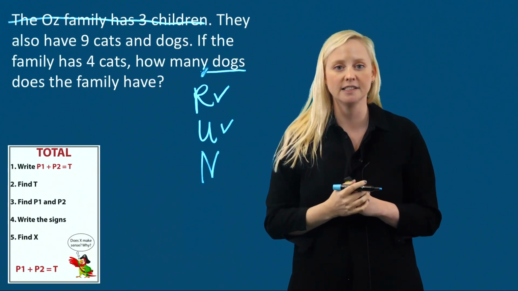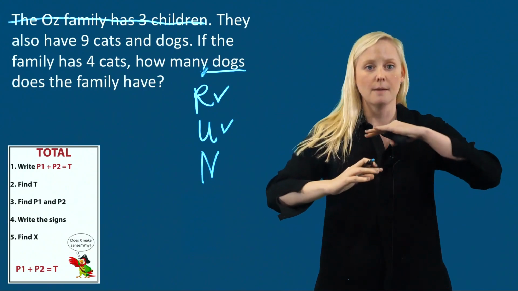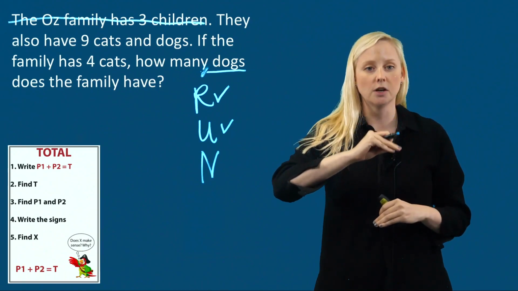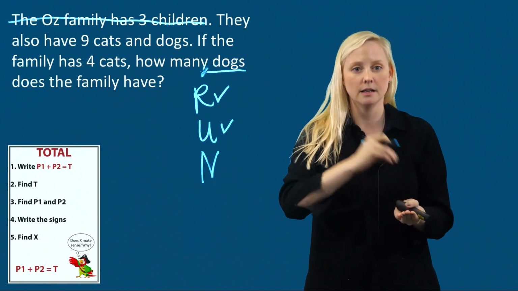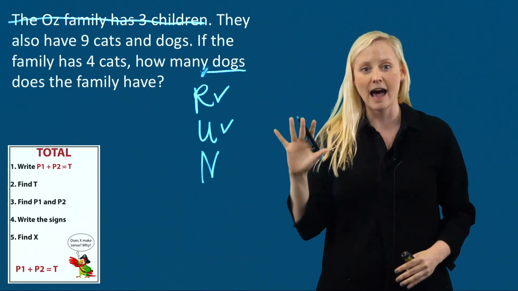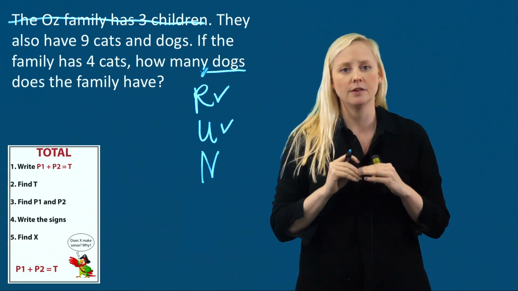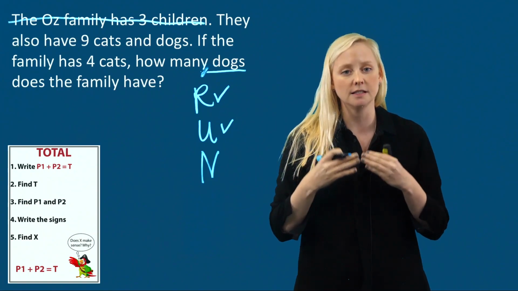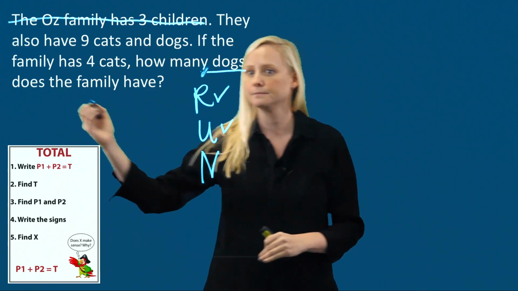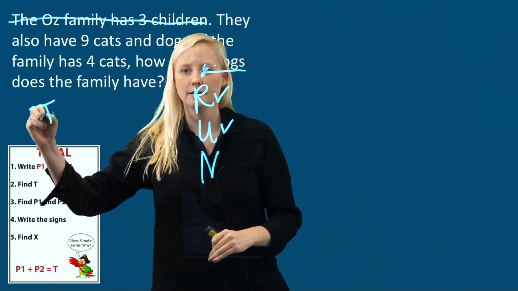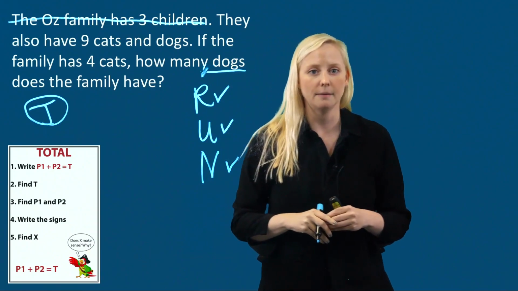Our next step, the N, stands for name the problem type. I need to ask myself, am I putting parts together for a total? Am I comparing two amounts for a difference? Do I have a start amount that increases or decreases to a new amount? Or do I have groups with an equal number in each group? Here, I know I have cats and I have dogs, and I'm putting those together. So I know this is an example of a total problem. To help me remember that this is a total problem and I need to follow the total schema steps, I'm going to put a T in the corner. I'm actually going to put it right down here. I'm going to cross off this N because I've named the problem type.